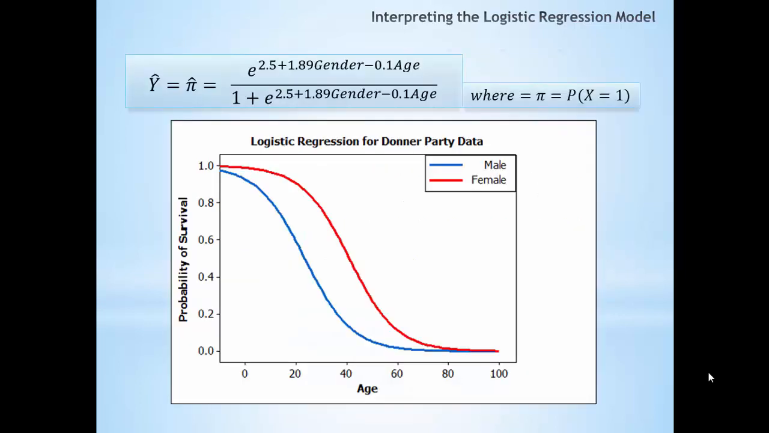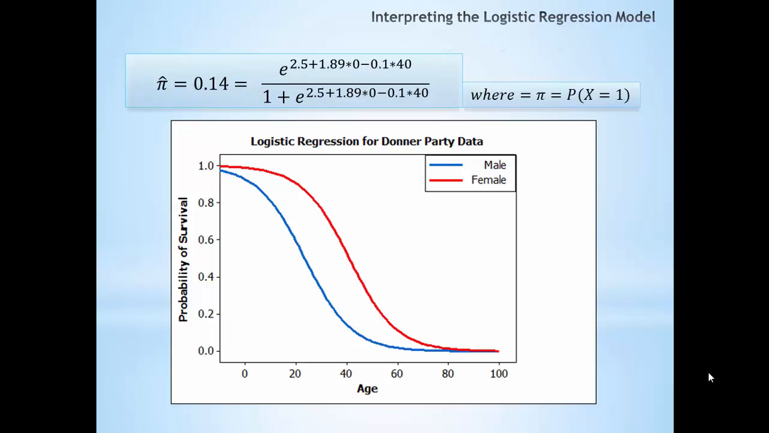So we can use this model to predict the probability of survival. For example, let's assume we want to predict the probability that a 40-year-old male survives. So again, 0 represents male, and for age we put in 40, and we can see the predicted probability of survival is about 0.14, or 14%. In the same way, we could predict the probability of survival for a 40-year-old female. So again, we use the age equal to 40, and for gender we use 1 to represent female, and we see that the probability of survival for a female is 0.52, or 52%.